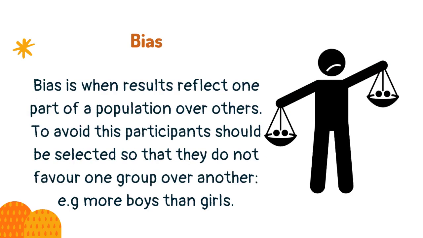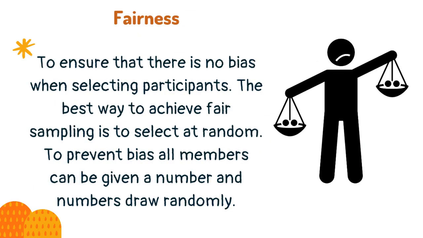Bias is when results reflect one part of a population over others. To avoid this, participants should be selected so that they do not favor one group over another, e.g. more boys than girls. To ensure that there is no bias when selecting participants, the best way to achieve fair sampling is to select at random. To prevent bias, all members can be given a number and numbers drawn randomly.